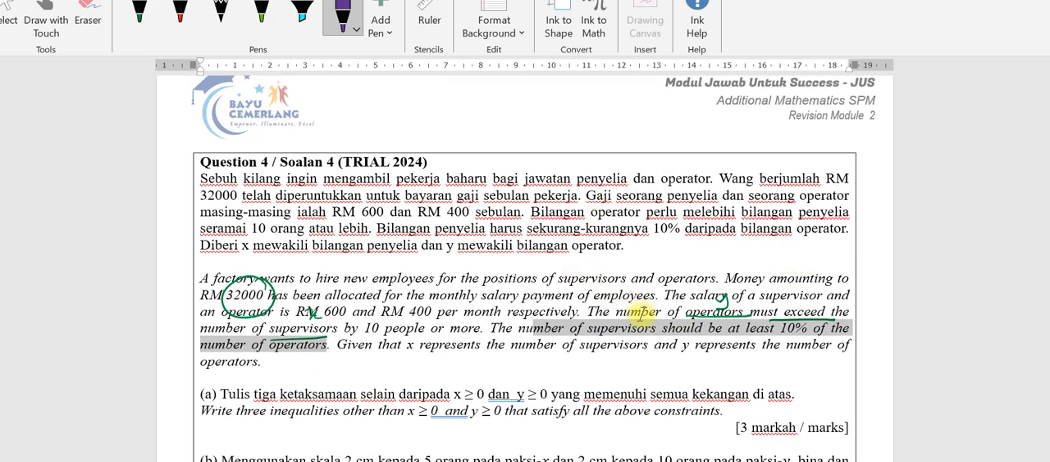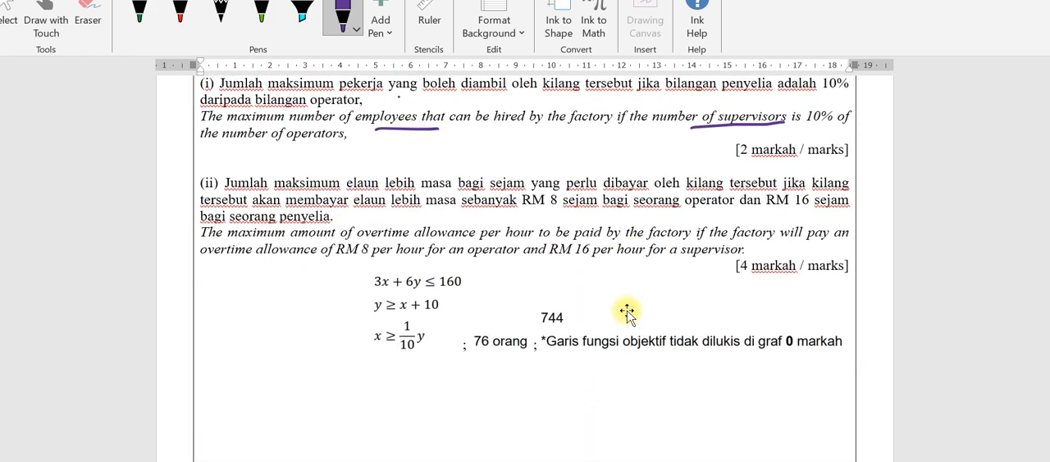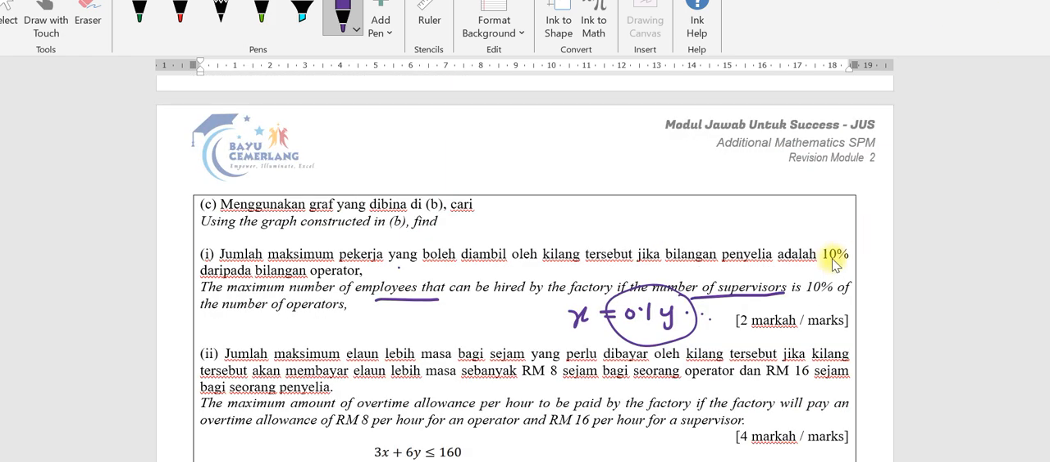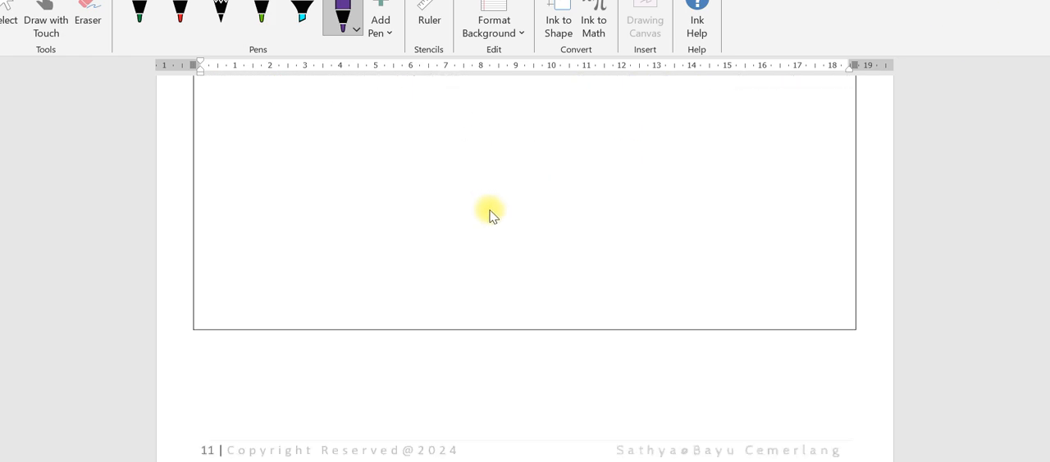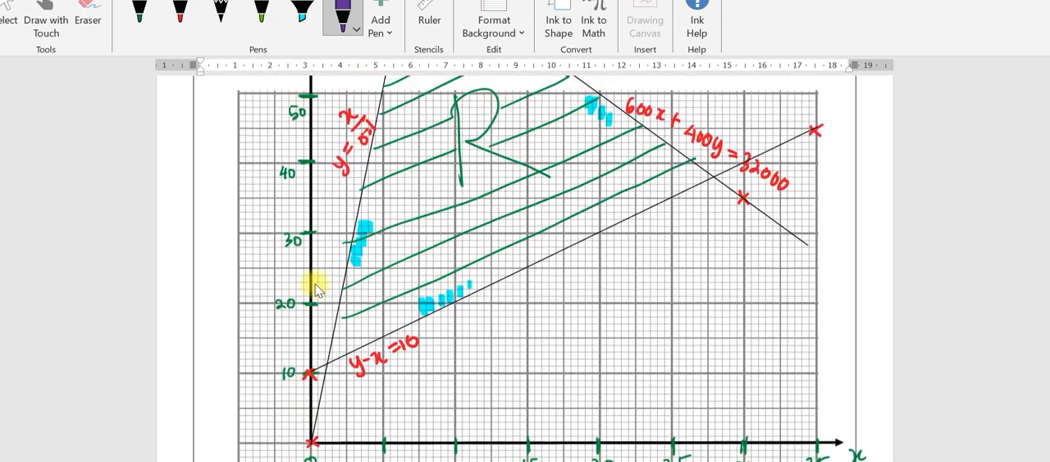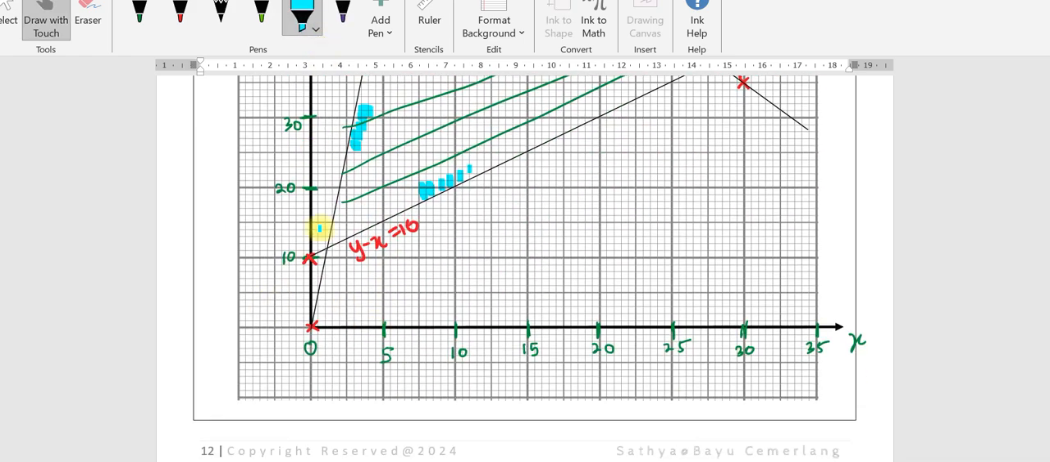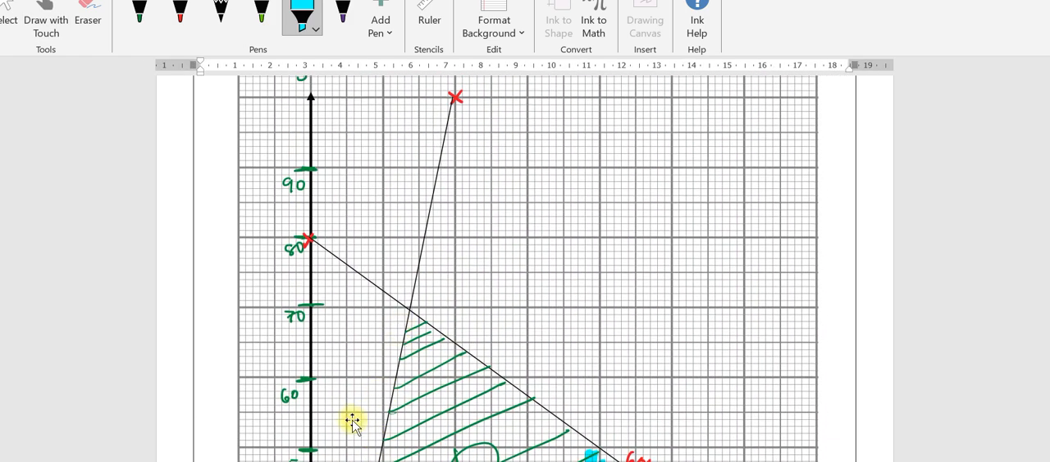Supervisor is your X. Your X is equals to 10%. So 0.1Y. So we have to find the maximum we can take for 0.1Y. This line. So we have to look at this line first. X equal to 0.1Y, right? Where is X equal to 0.1Y? This line. Okay, this line. I can highlight, but in the exam don't do that. This line. Okay, so this line, you look. This is what they said, 0.1, right?